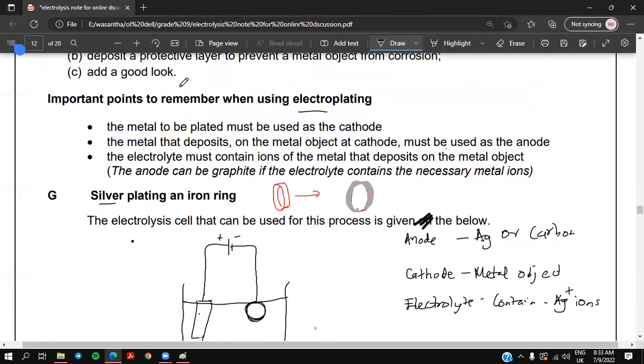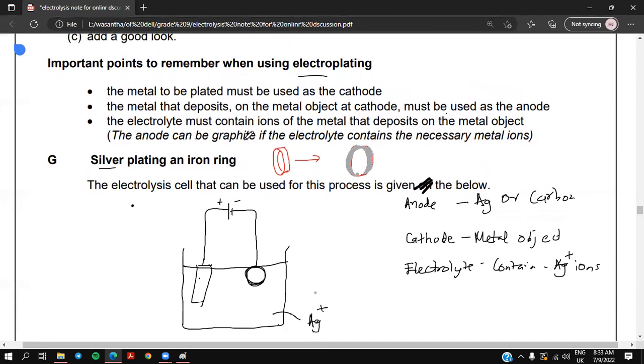Important points to remember when using electroplating. Read the first point. The metal to be plated must be used as a cathode. I have written over here, cathode is metal object. Second one. The second point up here, the metal that deposits on the metal object at cathode must be used as the anode. Or you can use carbon also for this.